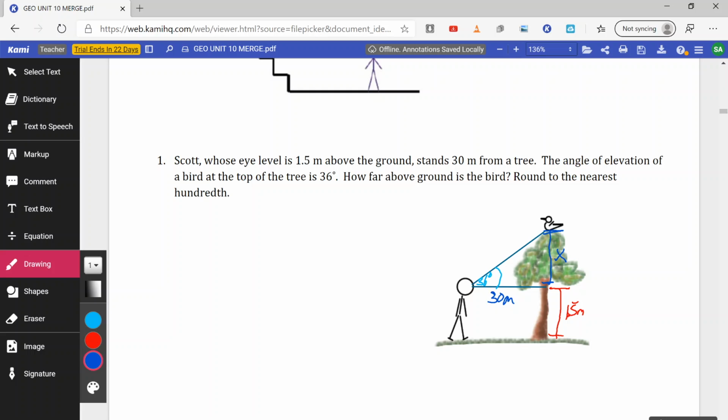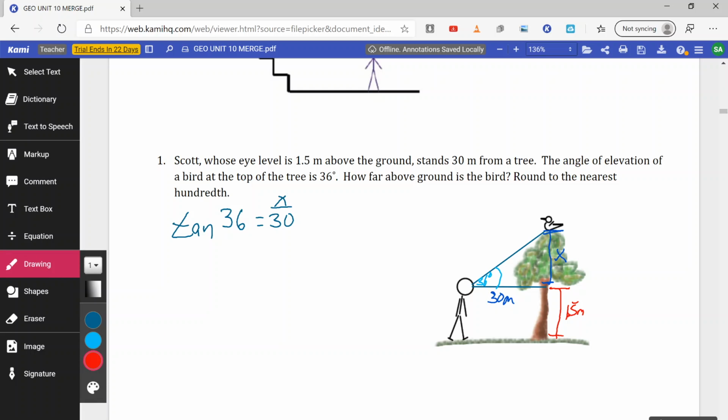So if I take a look at the relationship between our known sides here, our x and 30 meters compared to our 36 degree angle, x is across, so it's opposite, and then 30 meters would be the adjacent side. So opposite and adjacent means we are dealing with tangent, and tangent of our angle 36 degrees is equal to the opposite side, in this case x, over the adjacent side 30.